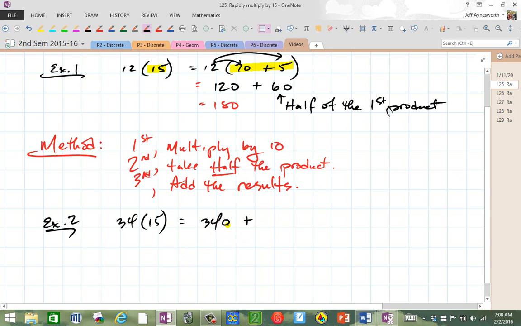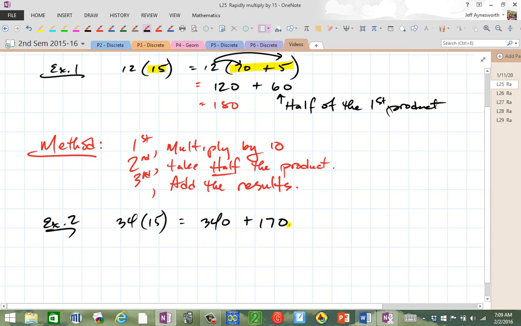Okay, because it's 340, right? So half of 300 is 150, or half of $3 is $1.50. Half of 40 is 20, and 150 plus 20 is 170. That's another way you can figure it out. Or you can ignore the zero here and take half of 30 is 15, half of 4 is 2, 15 plus 2 is 17.